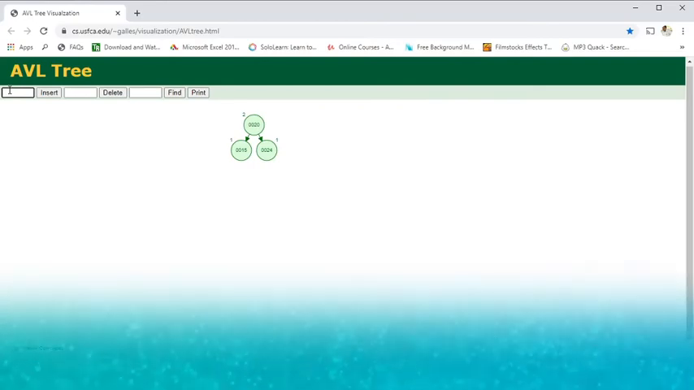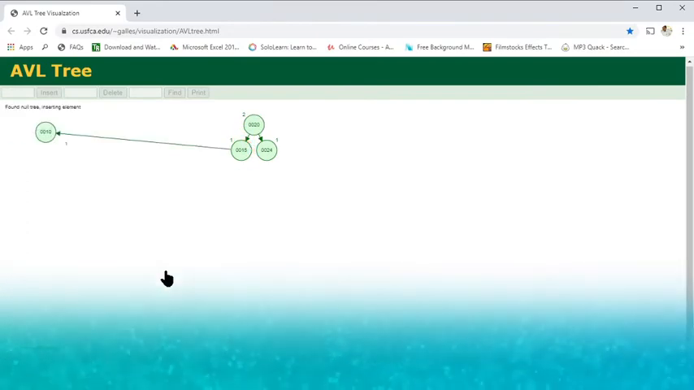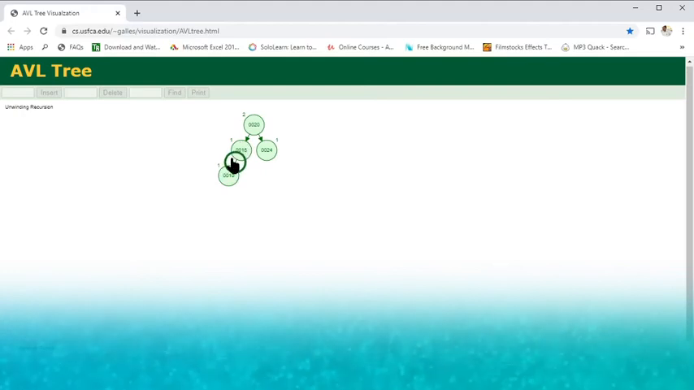Let me insert 10. 10 is lesser than 20 and lesser than 15. It will be placed to the left side of 15. Now the balancing factor 2 minus 1 is 1. So we don't have any problem. You don't need to go for any rotation.